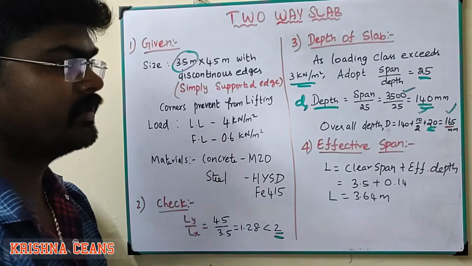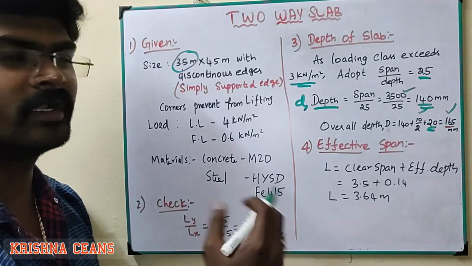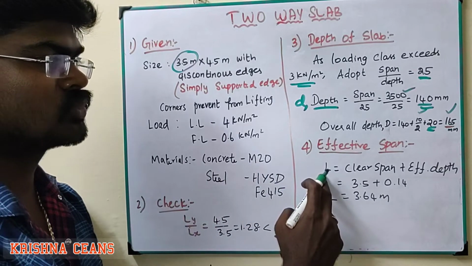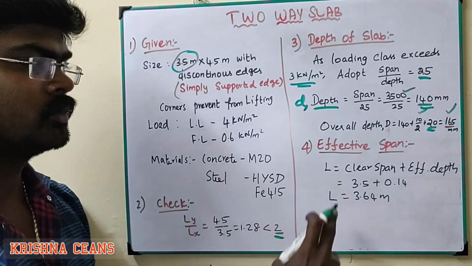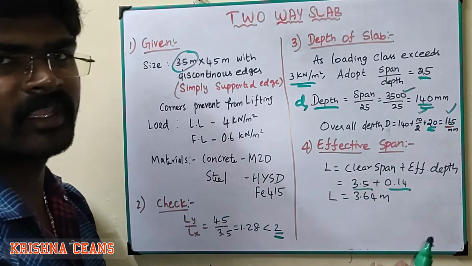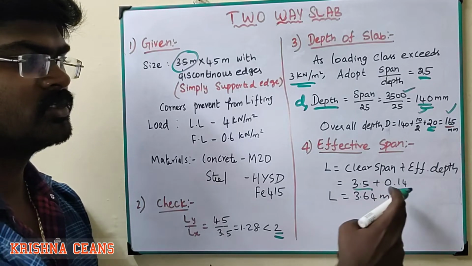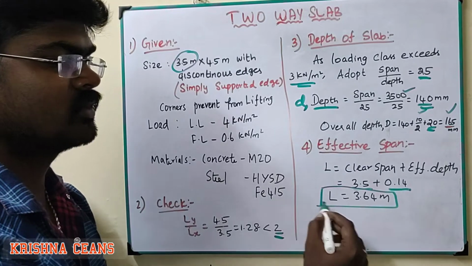Then the effective span. Here they provided the clear span only, so we have to directly calculate the effective span. L is equal to clear span plus effective depth. Your clear span is 3.5 meter, effective depth is 140 mm, converted to meter, 0.14. So L is equal to 3.64 meter.